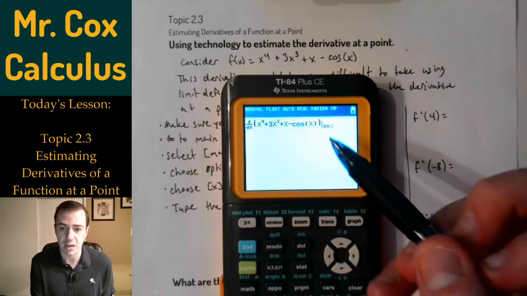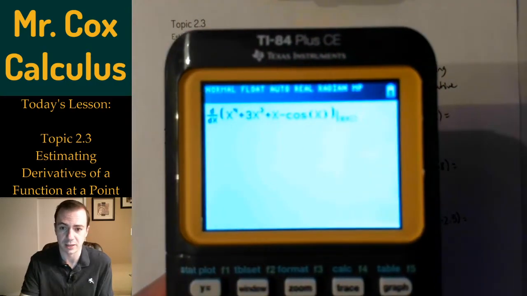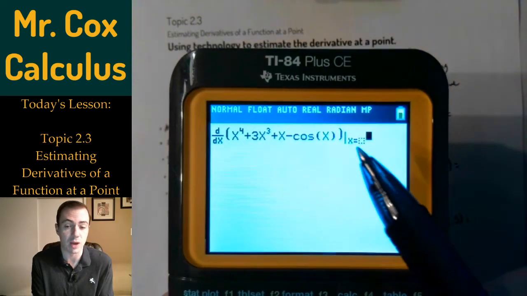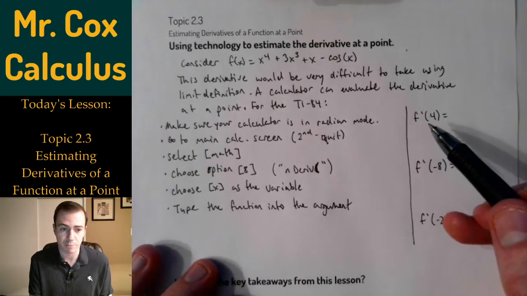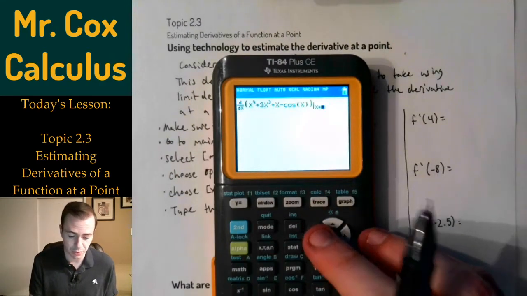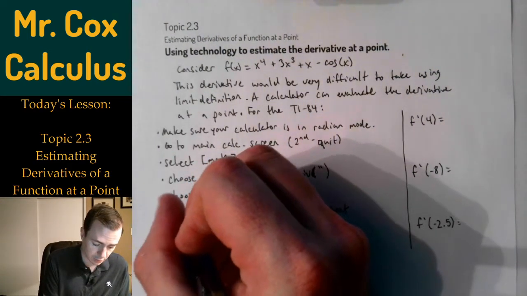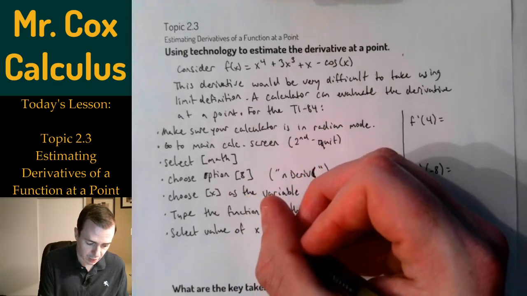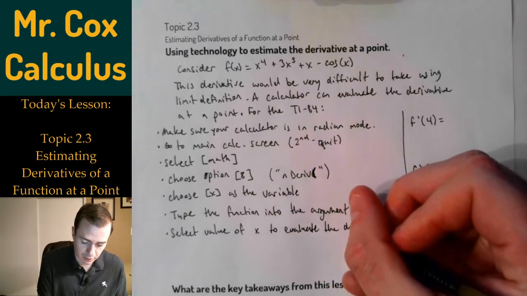So I've got the function typed in, and now the last thing that I need to do here is, if I can get the camera to focus on the calculator again, I need to tell it what x value to evaluate it at. Well, that's where I go back to what we said we were looking for. We wanted to know f prime of 4, f prime of negative 8, and f prime of negative 2.5. So the last thing that I need to do is type in the value of x to evaluate the derivative at.